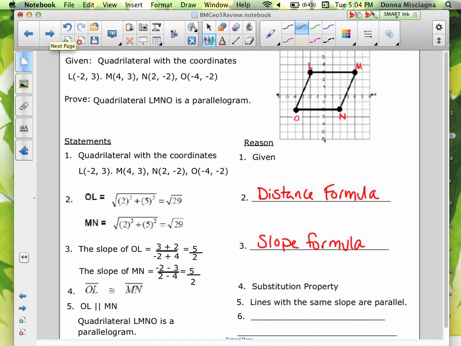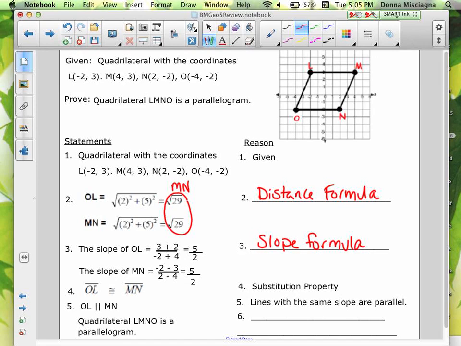OL is congruent to MN, it's just substitution, or you can even use the transitive property. They're both equal. You can either say, okay, I can just substitute the square root of 29 with MN, since MN also equals the square root of 29, I can just replace it. Or you can say they're both equal to the same thing. They're equal to one another. So either the substitution property or transitive property shows that these two segments are equal to each other.